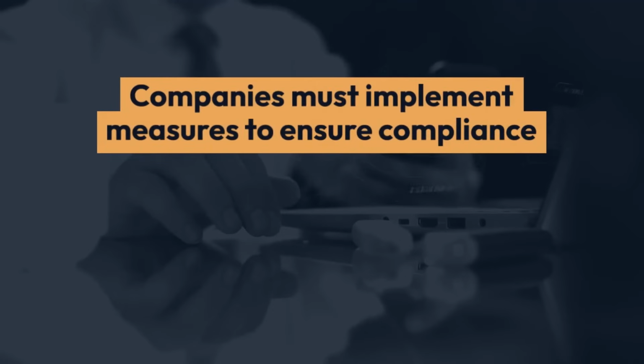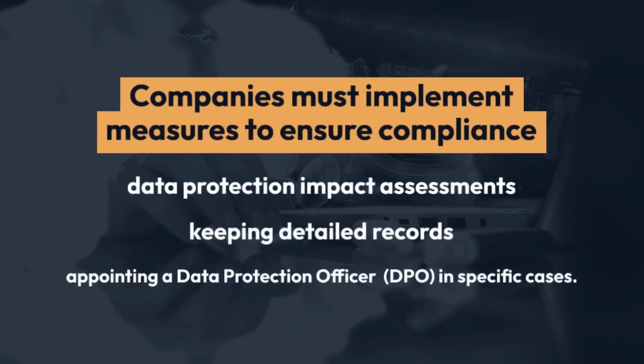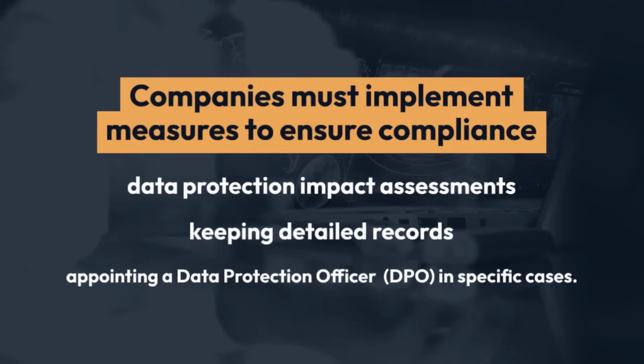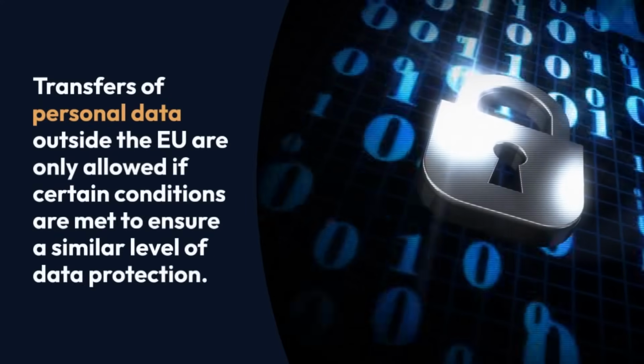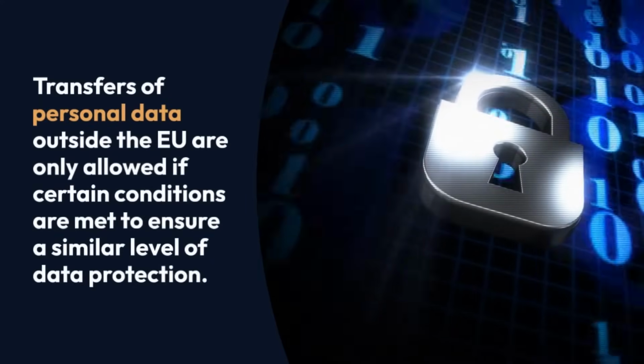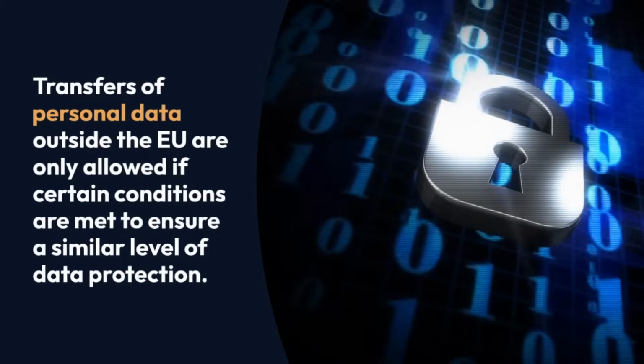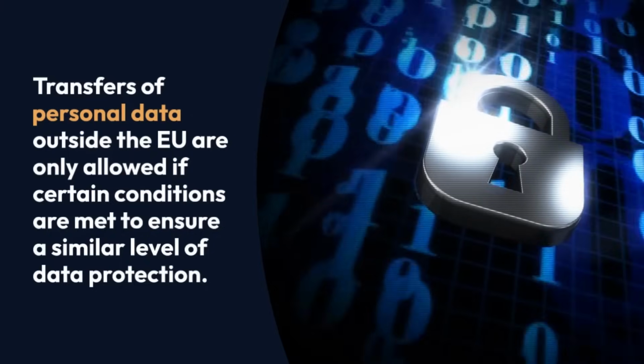Accountability and governance. Companies must implement measures to ensure compliance, like data protection impact assessments, keeping detailed records on data activities, and appointing a data protection officer, DPO, in specific cases. International data transfers. Transfers of personal data outside the EU are only allowed if certain conditions are met to ensure a similar level of data protection.